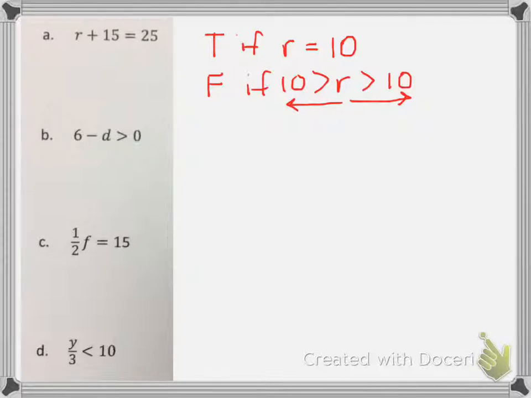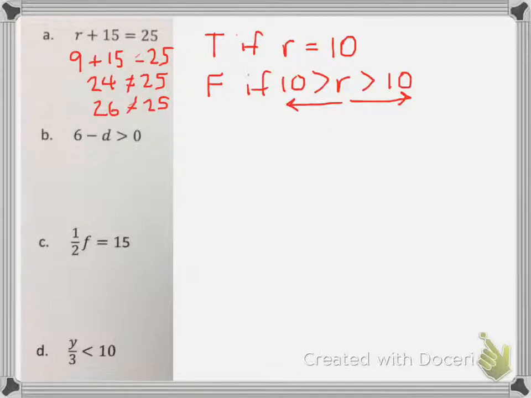Try it out. Pick a number less than 10. 9. 9 plus 15 equals 25? What's 9 plus 15? Well, that's 24. Does 24 equal 25? No, it's false. Choose a number greater than 10. Say 11. 11 plus 15 is 26. Is 26 equal to 25? No, so that's false. Okay? So you have to decide. You have to tell me exactly when and what values make the statement true and exactly what values make the statement false. So let's look at B.